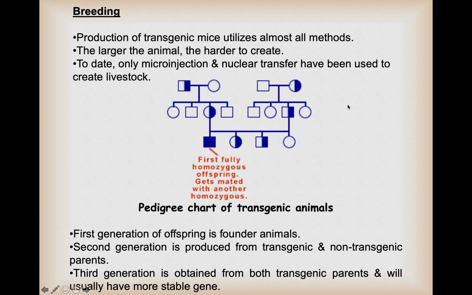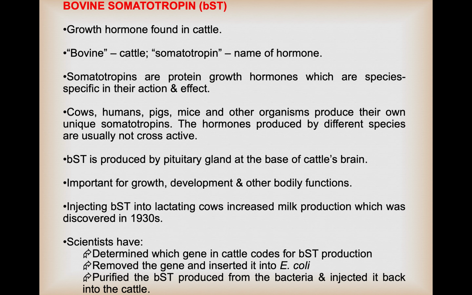So if you have any queries so far on the breeding, just jot them down and post. I will actually open up a forum where you can post a question, or we can discuss it a bit on Tuesday. So I'm going to proceed with the next topic, which is on bST, or bovine somatotrophin. Bovine, as the name says, comes from cattle, bulls, cows, and so forth. This topic is on growth hormone. Somatotrophin is a growth hormone found only in cattle.